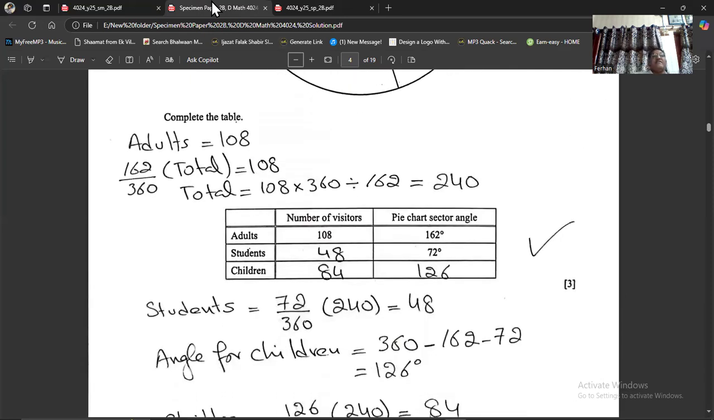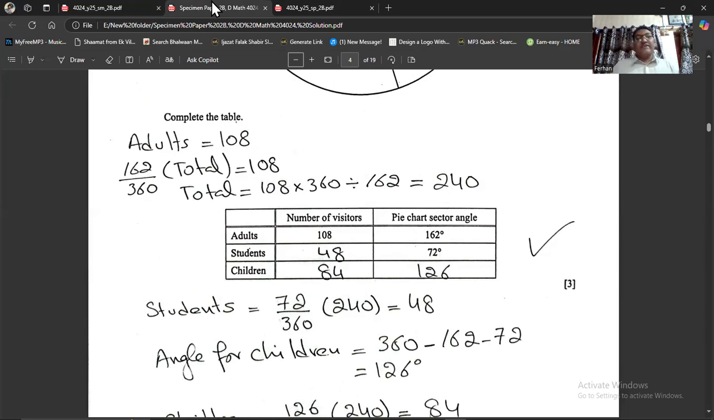So we know that the adults are 108, and their angle is 162. So 162 divided by 360 multiplied by the total is 108. So the total will be 108 multiplied by 360 divided by 162, and that will be 240. So the total visitors are 240.